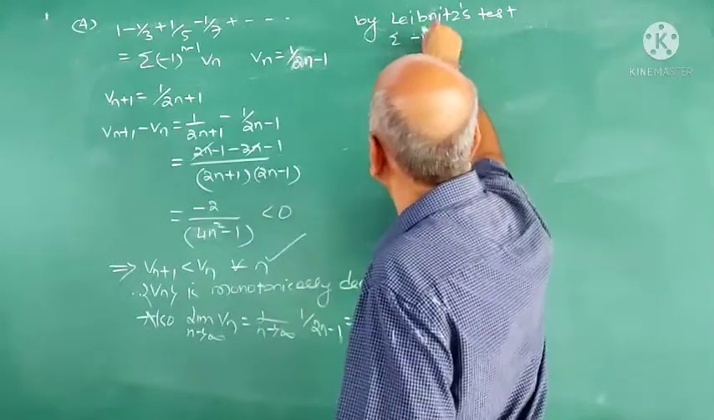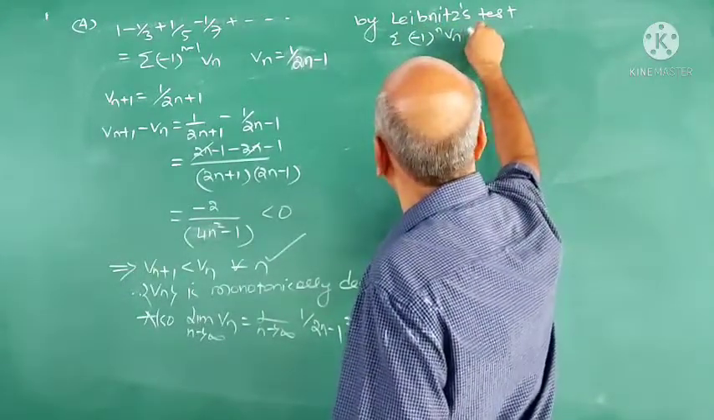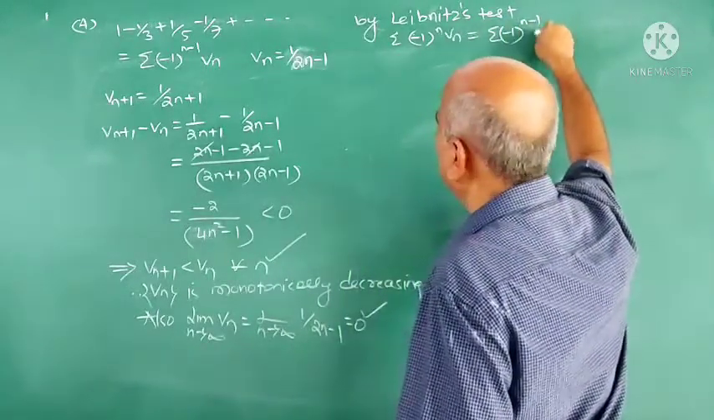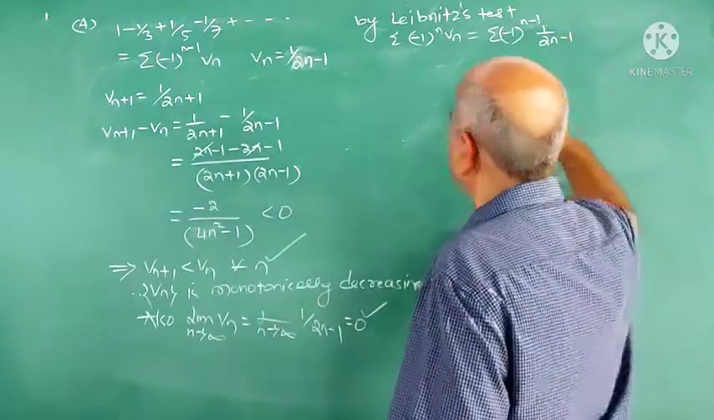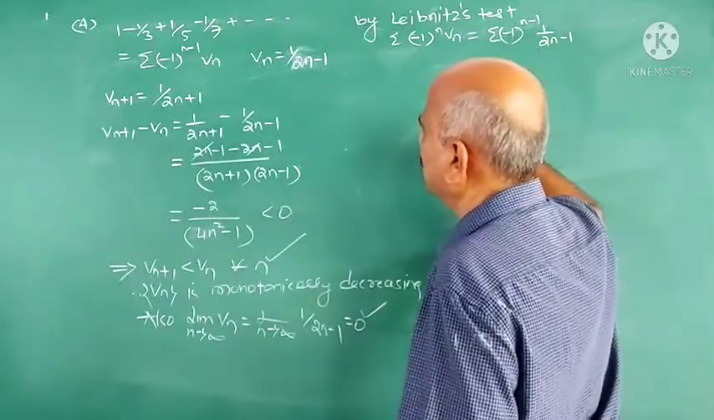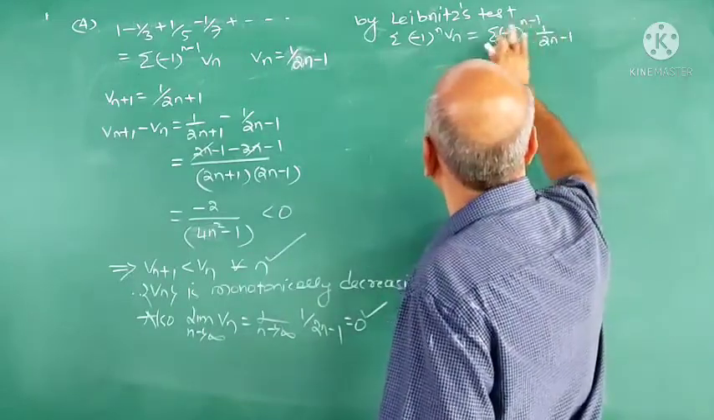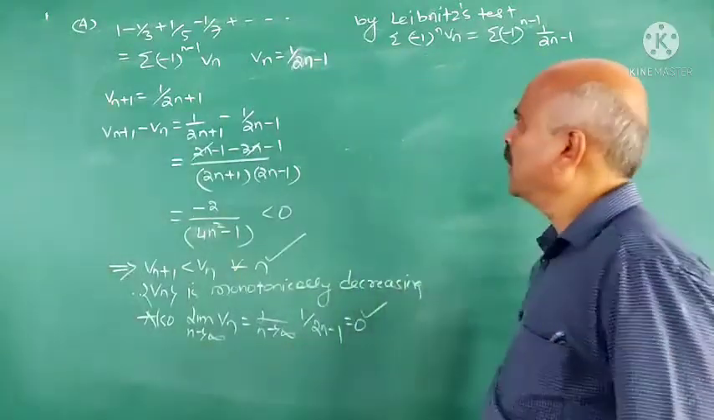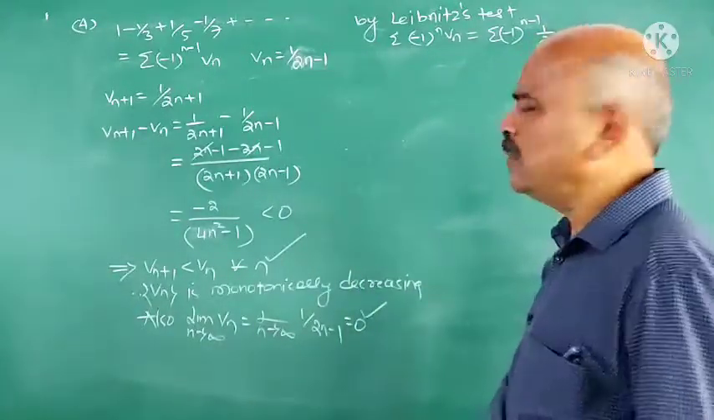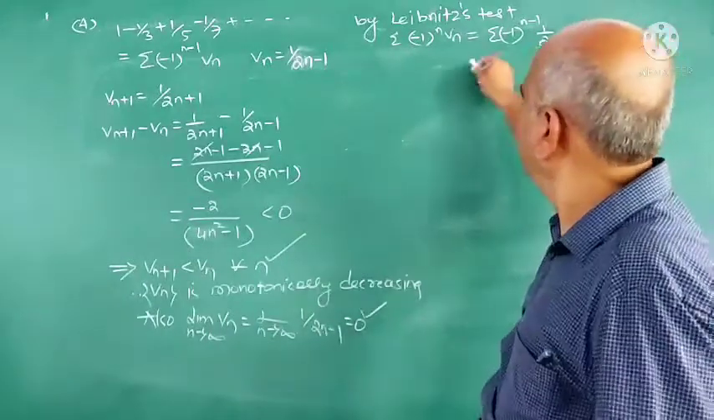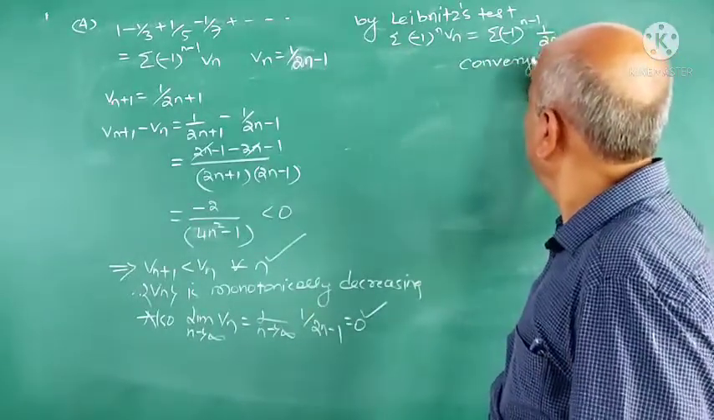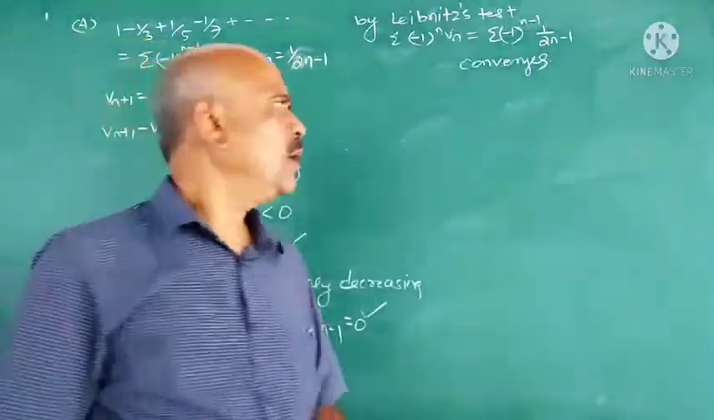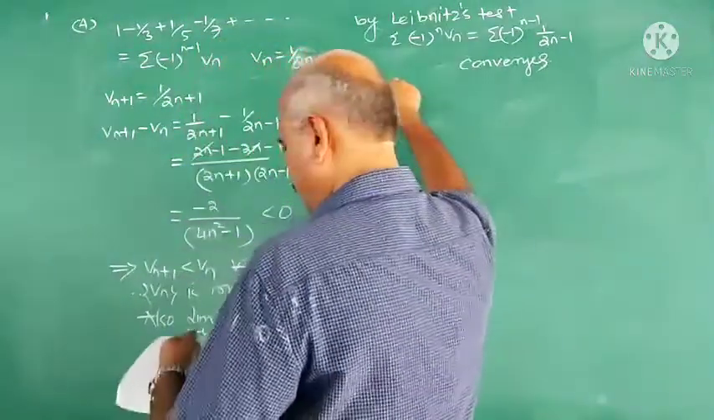By the Leibniz test, sigma minus 1 raised to n minus 1 Vn, where Vn is 1 upon 2n minus 1. Yes, minus 1 raised to n minus 1 Vn. N can be taken from 1 here: 1, 2, 3, etc. This converges. Thus we can apply the Leibniz test here. And consider a few more examples here.